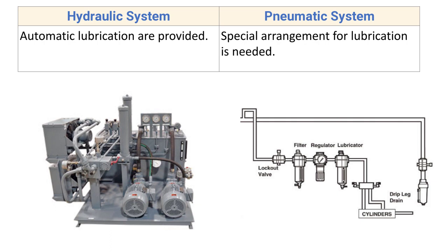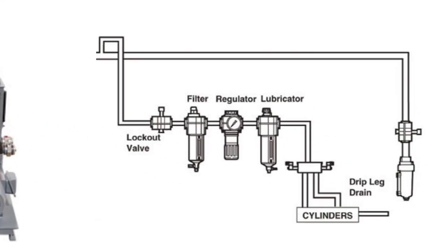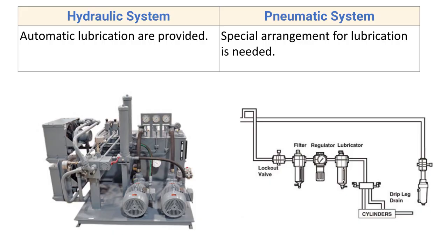In the pneumatic system, a special arrangement for lubrication is needed. In the pneumatic system, the working fluid is nothing but compressed air. So a separate arrangement is required to provide lubrication to various components of the pneumatic system. So this is nothing but the difference between the hydraulic system and the pneumatic system.